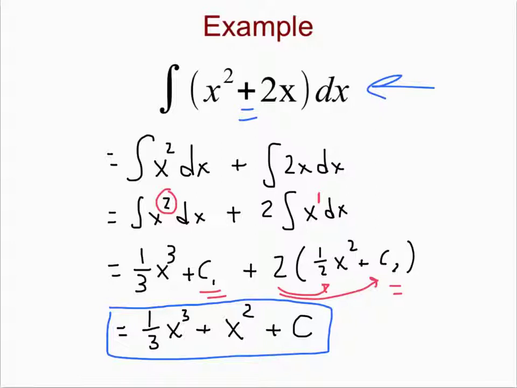And as you get experience with these, you probably won't do all this writing. What you'll do is simply look at it and say, oh yeah, I can do x squared, oh yeah, I can do 2x, and I'm just going to put one big C on the end. That's kind of the point of the sum rule.